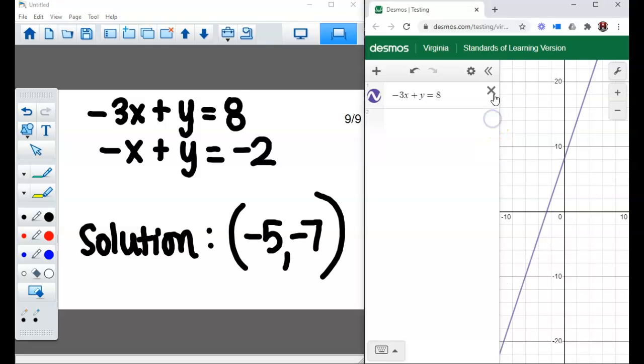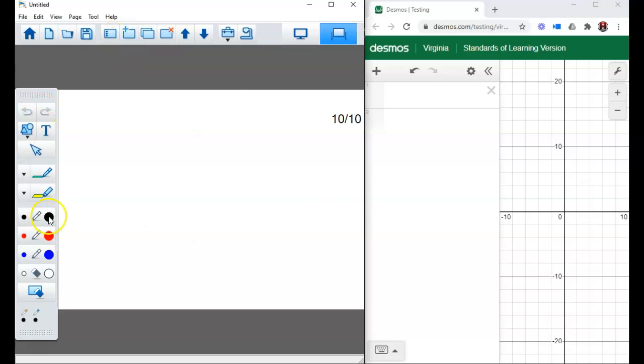Hopefully you'll find this to be very, very easy. I want you to use the calculator. And on these problems today, I'm not even going to make you graph on paper. I just want that solution. I just want that point where the two lines intersect.